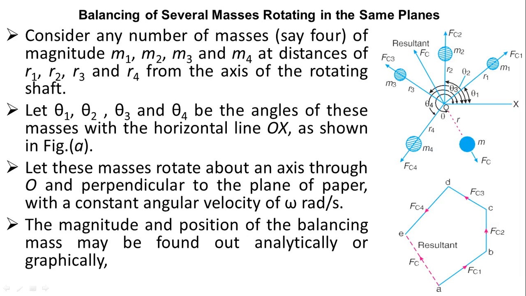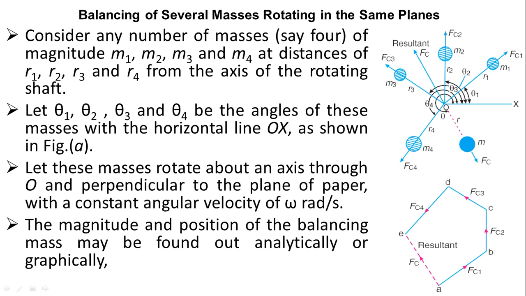So in this figure, you can see several masses rotating in the same plane. You can see m1, m2, m3, and m4, all four masses, at their respective radii. For example, m1 has radius r1 and m2 has radius r2. Similarly, m3 and m4 have radii r3 and r4, and all are given there.